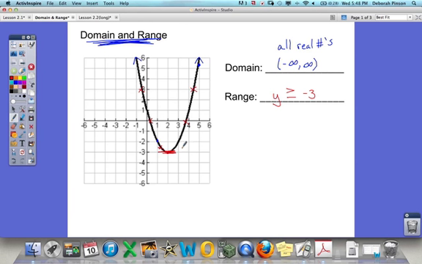At -2.5, I've got values. At -1.5, I've got values. Everything bigger than -3.